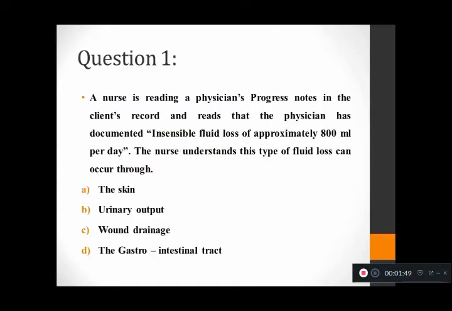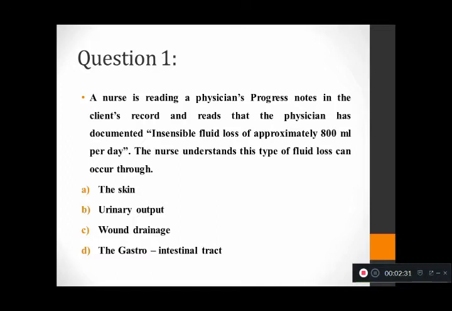The first question: a nurse is reading a physician's progress notes in the client's record and reads that the physician has documented insensible fluid loss of approximately 800 ml per day. The nurse understands this type of fluid loss can occur through option A, the skin, option B, urinary output, option C, wound drainage, option D, gastrointestinal tract. So read the question carefully and see the options given below. What will be the answer to this question?